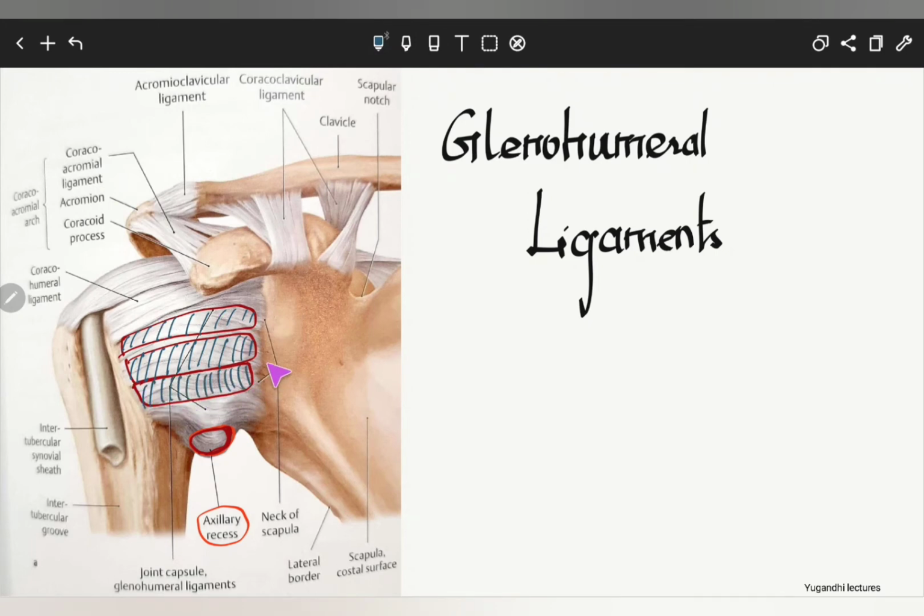Within these ligaments the joint capsule lies, right? So the area between the superior and middle glenohumeral ligaments is again a point of weakness. That is, dislocation is more common in the anterior portion, and of course that too in between the superior and middle glenohumeral ligaments. And this area is called the foramen of Weitbrecht.